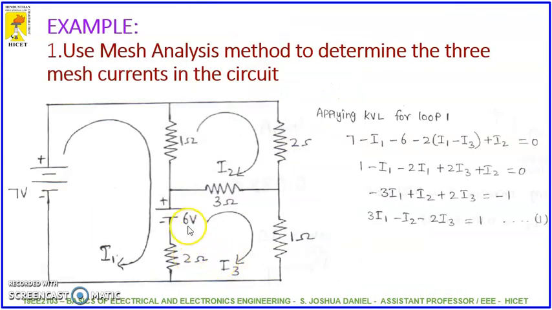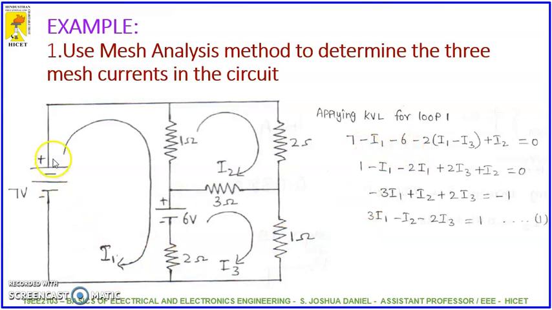Next, let us see another method of solving the circuit using the mesh analysis method. So here we have 3 loops. We mark the 3 currents as I1, I2 and I3. And here we use Kirchhoff's voltage law. For Kirchhoff's voltage law, we need to know how we mark the polarities, right? Discussed in the previous slides.